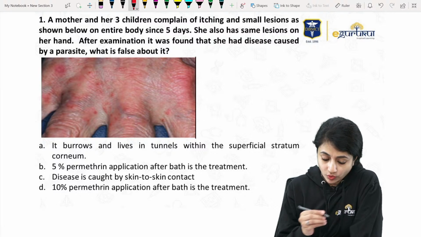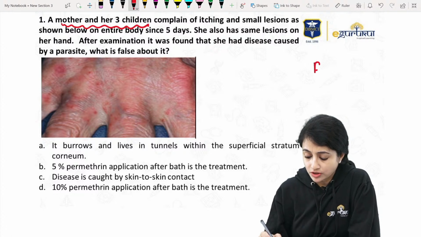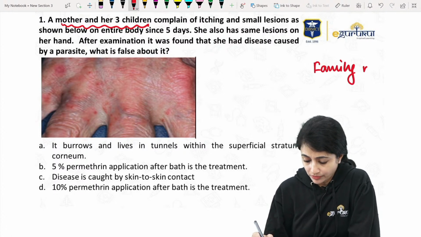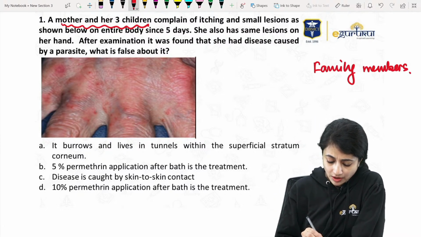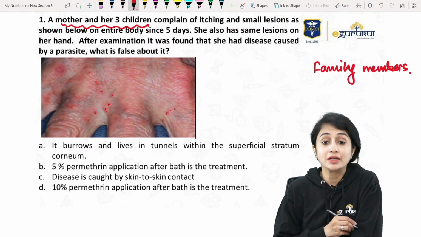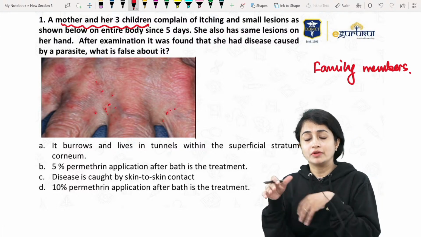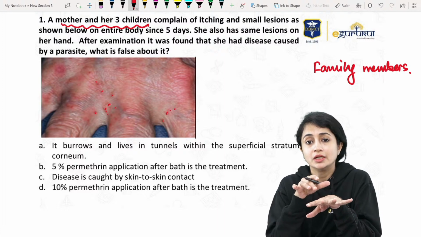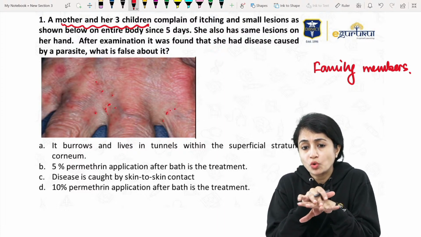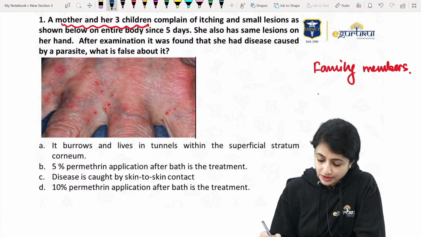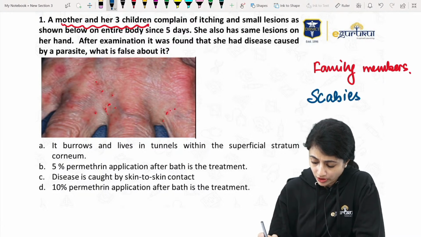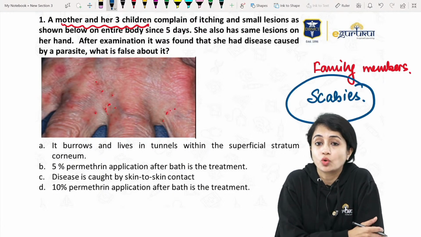So what do I have in the question? I have a mother and her 3 children affected. So it is a disease which is affecting all family members. Then what have they shown me? They have shown me an interweb space where I can see these excoriated papules and some linear thready tracts. When the interweb space is classically involved with these excoriated papules or these thready linear areas, this disease is very typically scabies. I hope you were able to recognize that in this question we were talking about scabies.